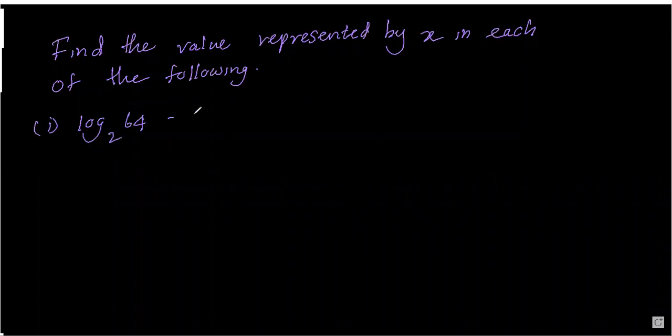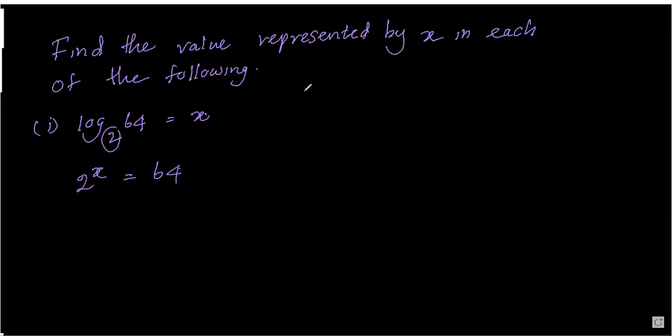2 base 64 equals x. We have to find the value for x. Then we can write like this in index form, right? It means 2 to the, here x is the answer, 2 to the power x. 2 is the base, 2 to the power x equals 64.